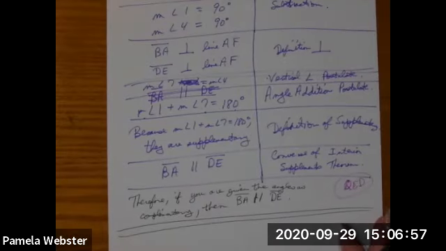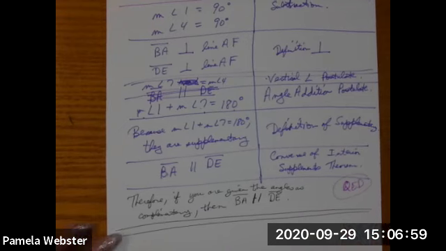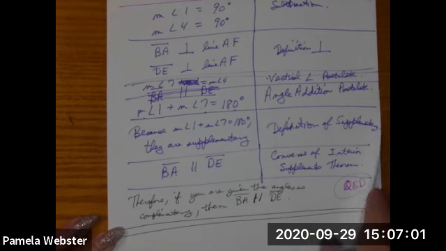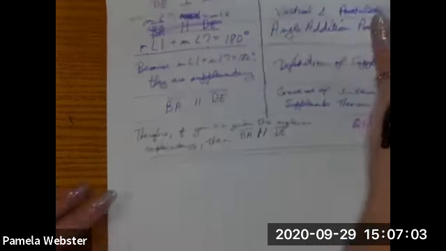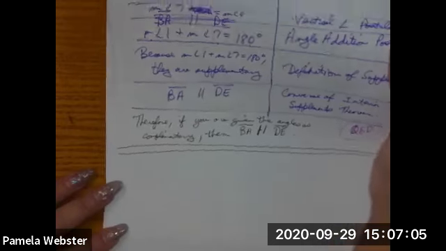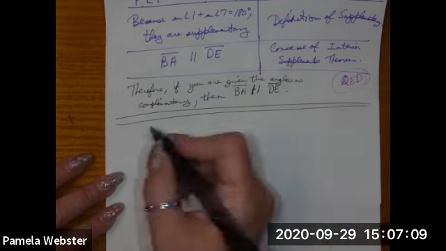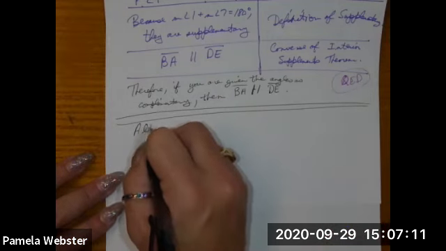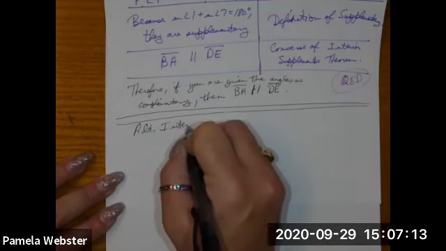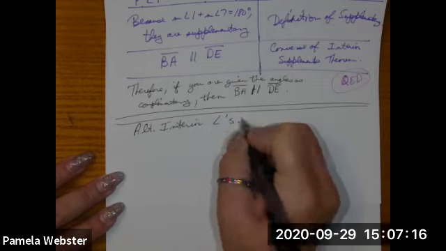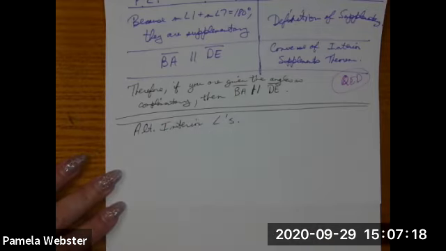So number 2 says alternate interior angles theorem. I think we all know what that one is, right? But now we get to prove it, and once we've proven it, we can forever assume it is true, right? So alternate interior angles, okay? So what does it say? If you have two parallel lines that are cut by a transversal, then what?